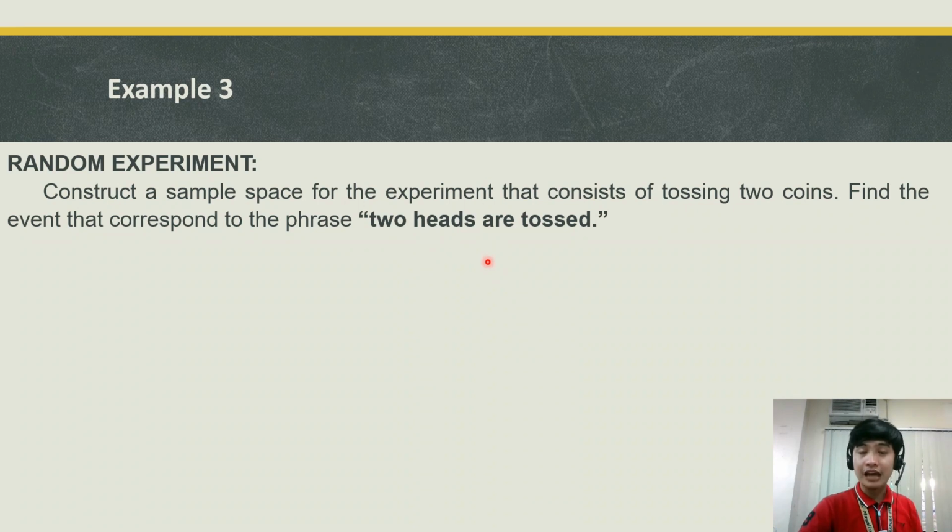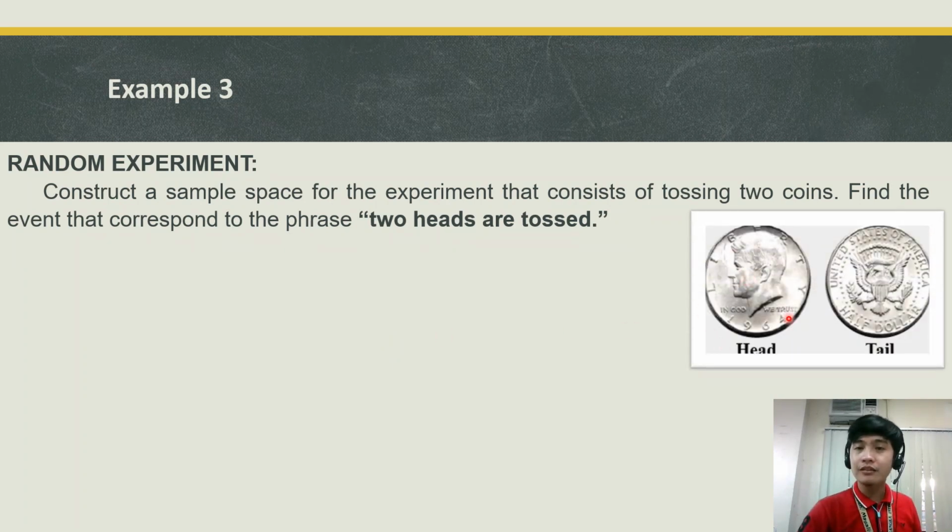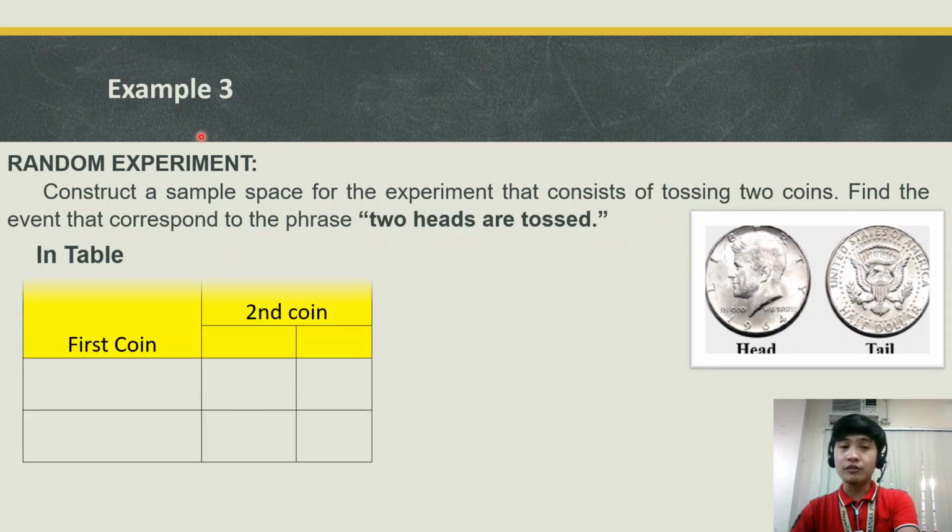Okay, 2 heads ay tinos. So, alamin muna natin ano ba yung mga parts ng coin na yan. So, ito po yun. Ito po yung head, ito po yung tail. So, para sa example na ito, para matukoy natin yung sample space sa example na ito, gagamit po na tayo sa example na ito ng table. Unahin natin gamitin sa table. Paano ba siya gamitin? So, ito po yun.